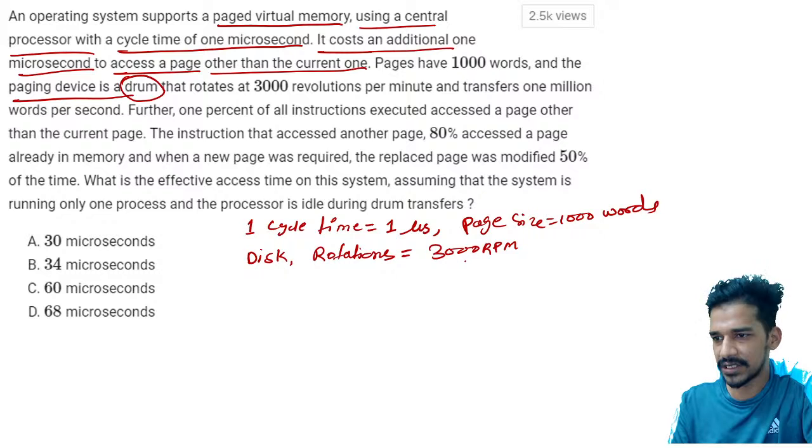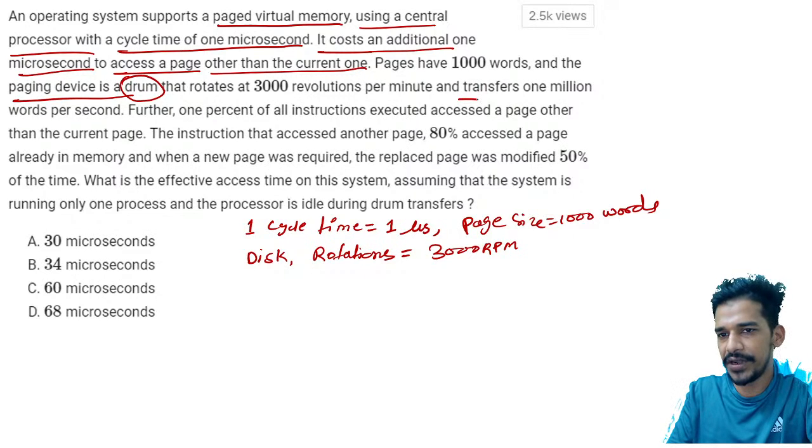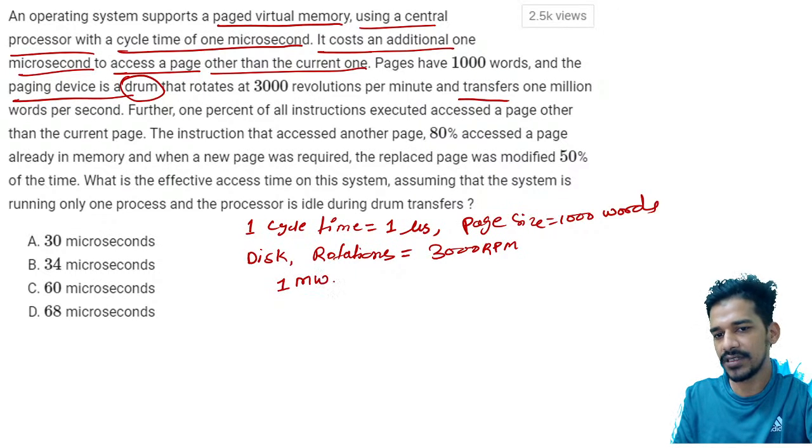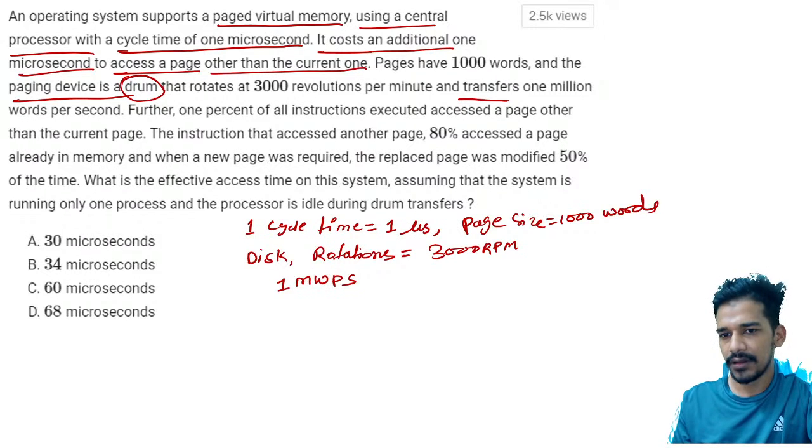If you all remember how to find out the rotational latency, you will find it out. And the transfer speed is, it transfers 1 million words per second. So the transfer rate is 1 million words per second.